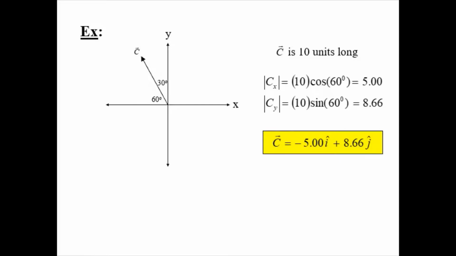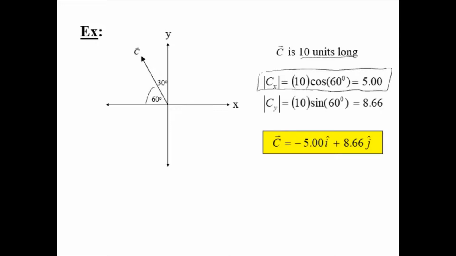And so now that we know that our working angle is 60 degrees, which we established right here, all we have to do now is follow the rules. We say, okay, vector c is 10 units long. That's how big vector c is. So the x component size for vector c is going to be 10, the size of vector c, times the cosine of my working angle, which is 60 degrees, and I get 5.